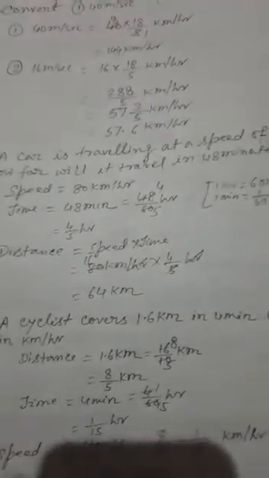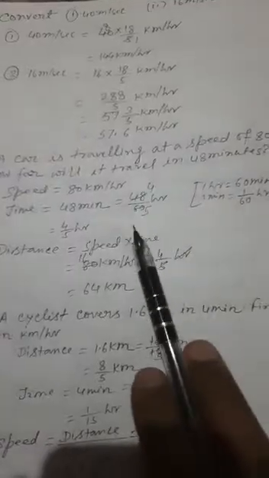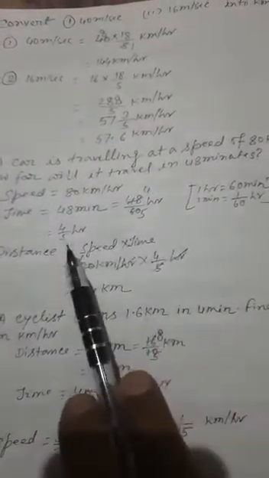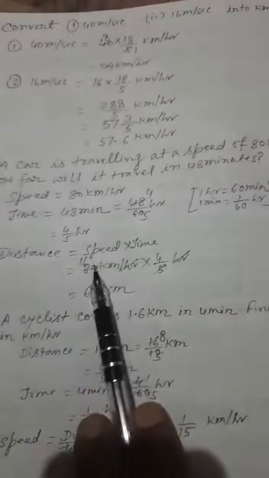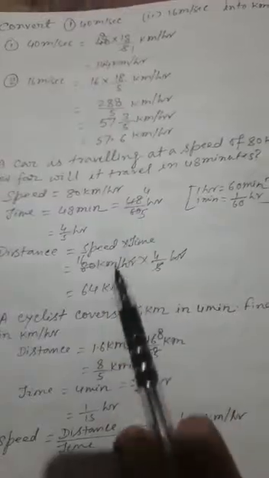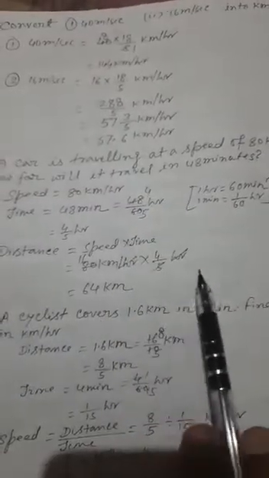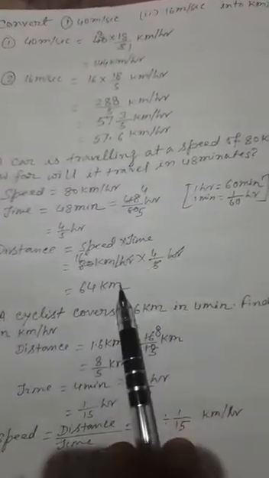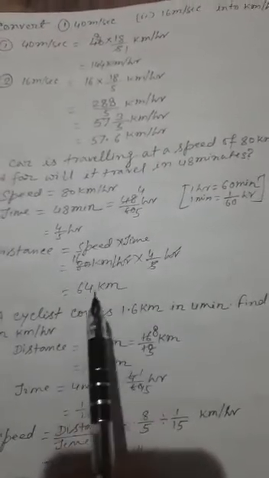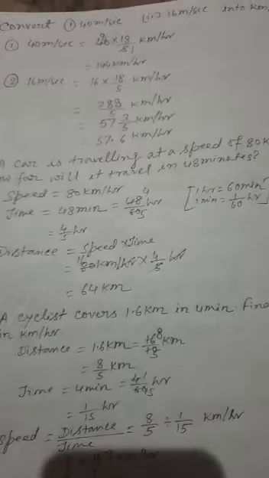On simplifying, it will be divisible by 12. 12 4s are 48, 12 5s are 60. So 4 by 5 hour. Now distance is equal to speed into time. Speed is given as 80 kilometers per hour and time is 4 by 5 hour. Hour and hour will cancel out. 5 16s are 80. So 16 into 4, 64 kilometers is the distance traveled.